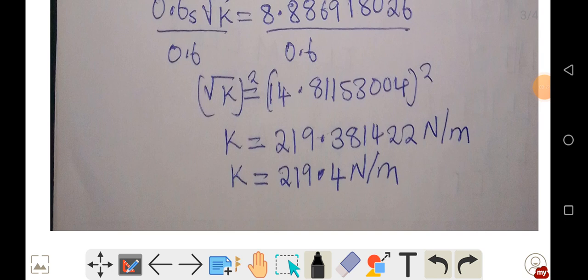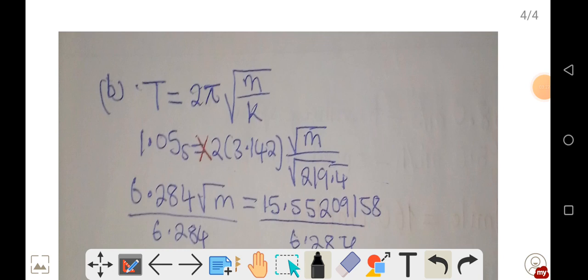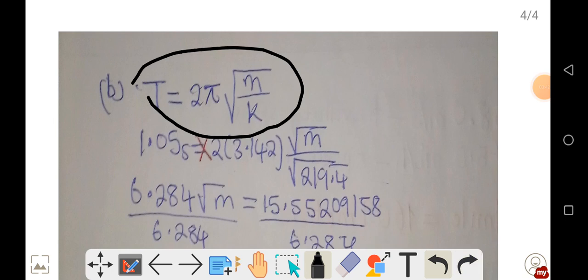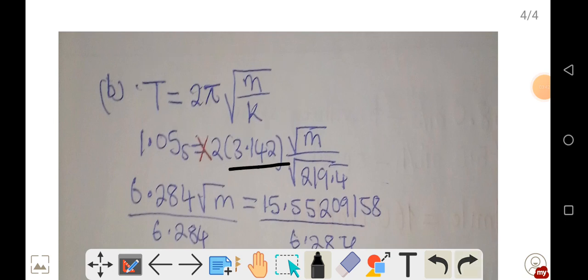So let's do question B. In question B, they want us to find the unknown mass. We have been given the period to be 1.05 seconds, which we have substituted there. We are using the same equation. Pi is 3.142, that's our pi value. We want to find the unknown mass, and we have found k, the spring constant, to be 219.4, which we have written here.